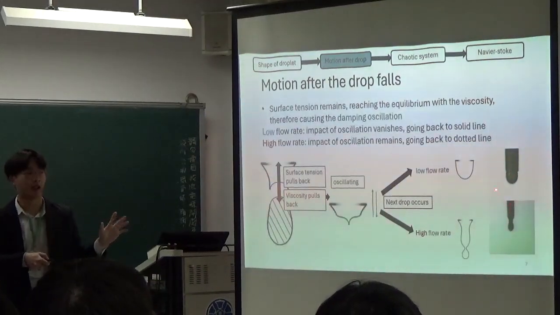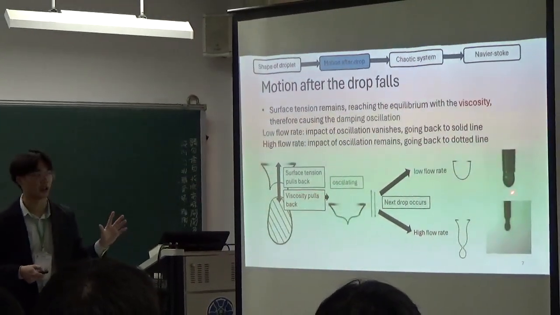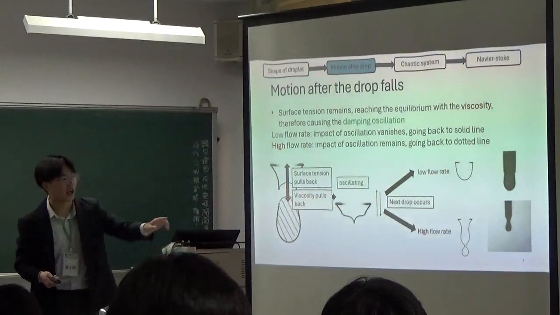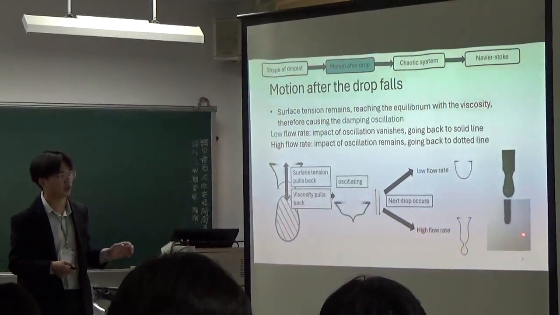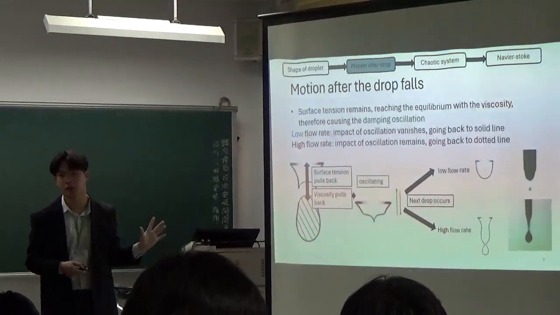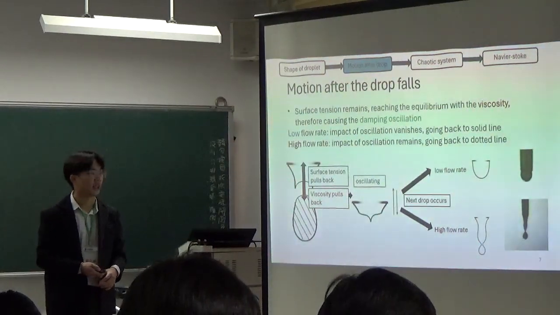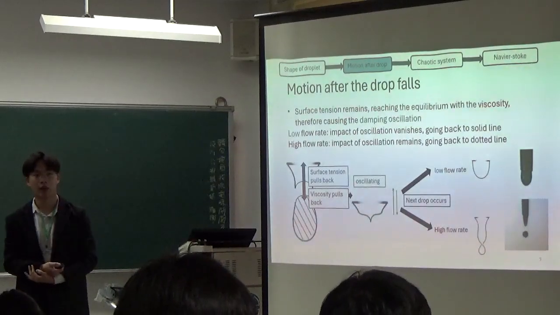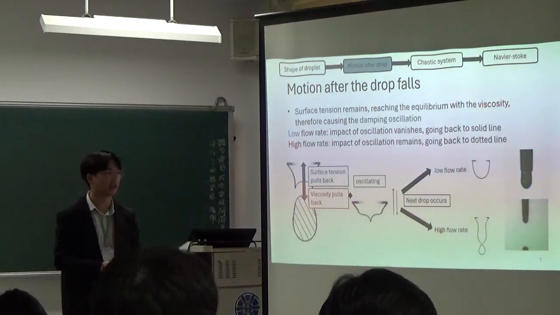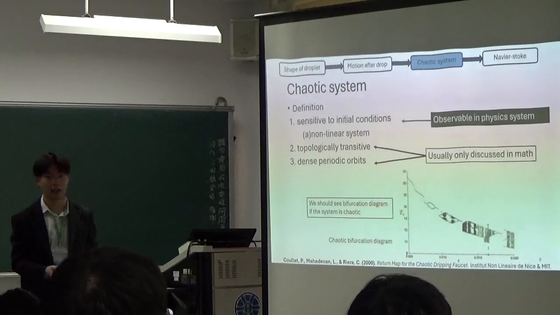The oscillation has already reached its equilibrium before another droplet drops. But at high flow rates, the damping oscillation is yet to reach its equilibrium, but another droplet is already falling. And this is, again, according to the paper we read, the so-called chaotic phase. So, let's talk about the chaotic system.